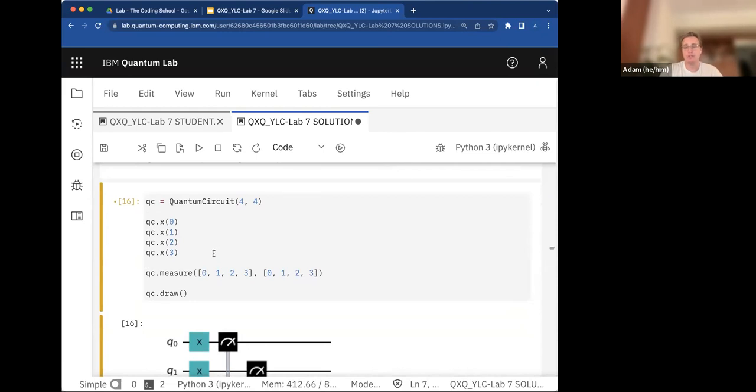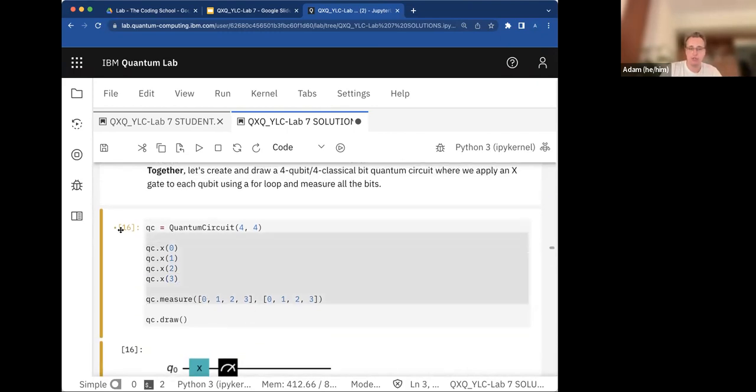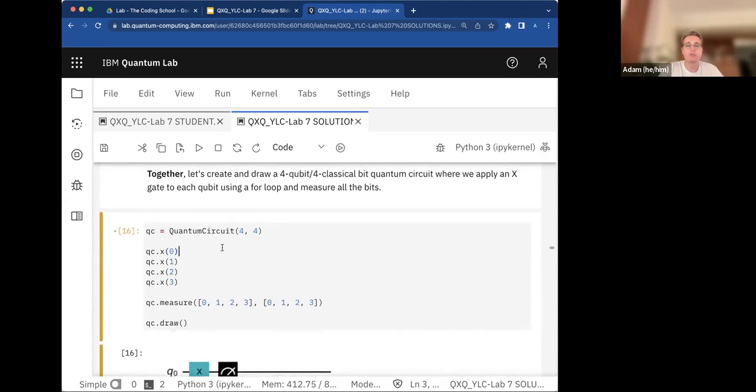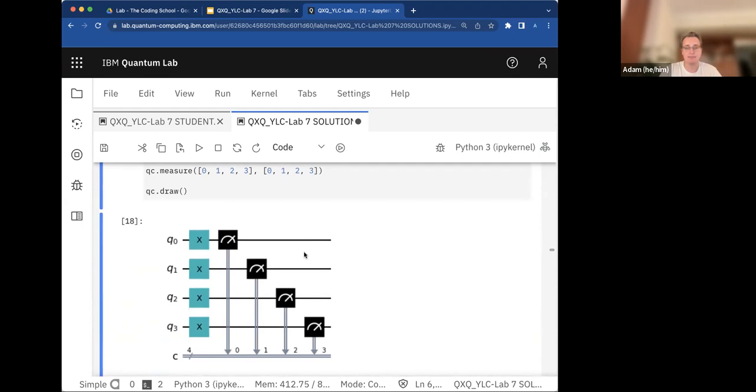What we can do is accomplish the exact same thing using a for loop. Now, before I go there, does it make sense what this code is doing, or at least that it matches with what we're being asked to do? Hopefully this matches up with what we understand we're trying to do. We have a 4-qubit, 4 classical bit circuit. We apply an X to each qubit, 0 through 3, and then we measure all the bits. We'll notice that if we run this, we get out the exact same circuit as before.